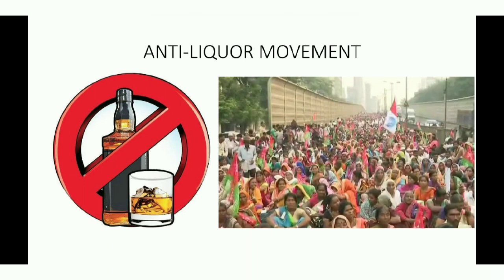Next, we see the anti-liquor movement. This was against the sale of liquor in Andhra Pradesh, where the women folk, when they saw their husbands wasting much of their money on liquor, started to protest against the government. The government allowed the sale of liquor in Andhra Pradesh, but most of the sellers were running illegal businesses. So the women raised their voice to remove liquor from their state, and the government had no other way but to impose a ban on liquor.